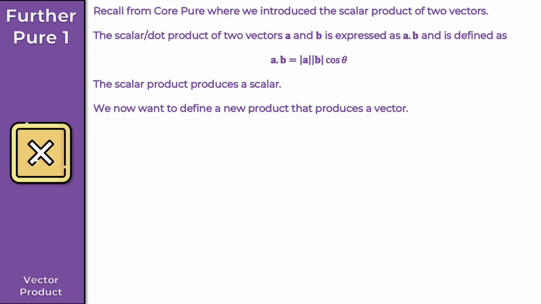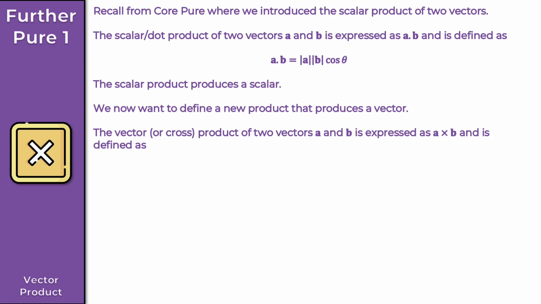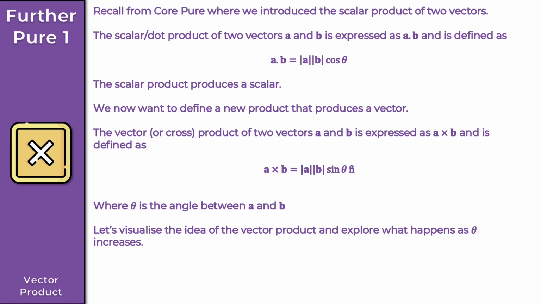Now what we want to do here is define a new product that produces a vector. So the vector or cross product, similar to the scalar or dot product, this is just another name for it. The vector or cross product of two vectors A and B is expressed as A cross B and is defined as follows. A cross B is equal to the magnitude of the vector A times the magnitude of the vector B sine theta n hat, where n hat is just a normal unit vector. Theta here is the angle between the vectors A and B. So let's visualize the idea of the vector product and explore what happens as theta increases.